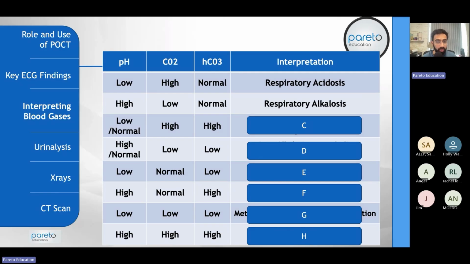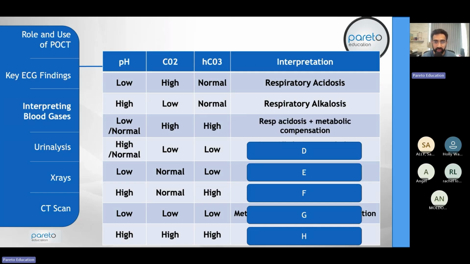So if you have a low or normal pH, you've got a high CO2 and you've got a high bicarb, that is respiratory acidosis with metabolic compensation. Fantastic. Okay. So it looks like you guys are very, very good with interpreting these. And if you're not, and if it's not what you do in primary care, then not a problem at all. So we're going to run through this. Now, a high or normal pH with a low CO2 and a low bicarb, what would that be? That's a respiratory alkalosis with metabolic compensation.